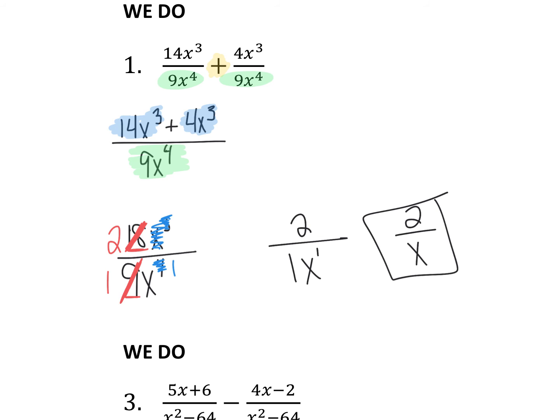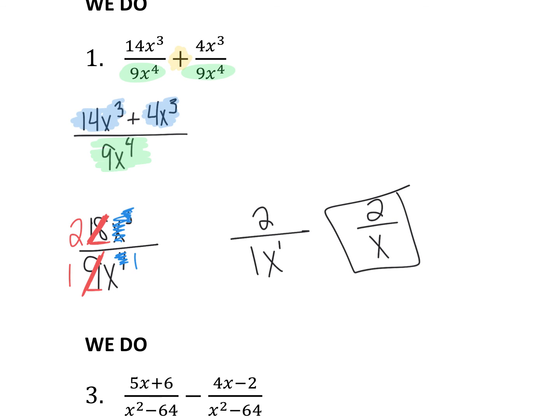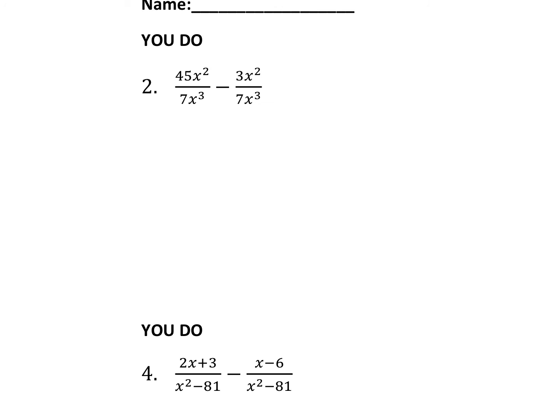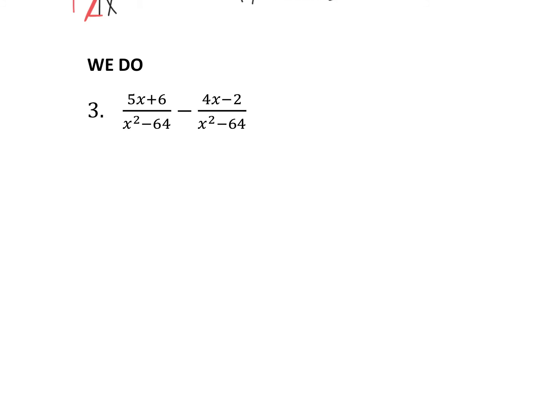Okay, so now I want you to go ahead and do a very similar problem number 2. This is a you do. So go ahead and follow those steps. Make sure you're looking at it carefully and then get your answer checked. If you did not get 6 over x as your final answer, please make sure that you go back, check your work, see where you went wrong, and then ask your teacher for help.